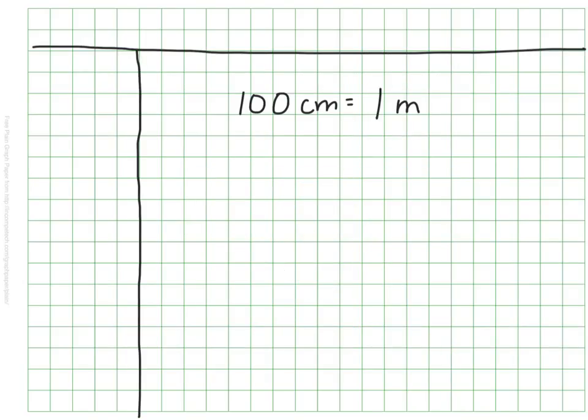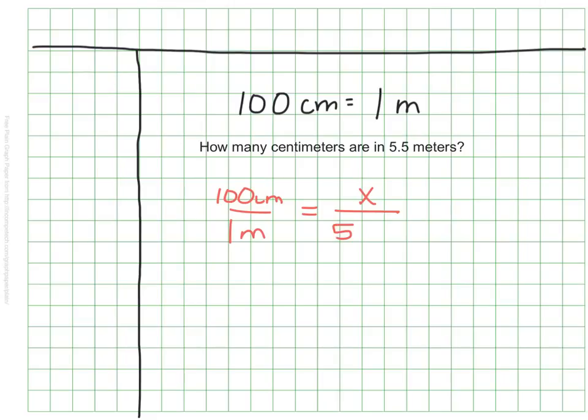Another common conversion is centimeters and meters, and I know that 100 centimeters is the same as 1 meter. Maybe I want to know how many centimeters are in 5.5 meters. Once again, I can set up my proportion, and I can say, oh, there are 100 centimeters in every 1 meter, and I am trying to find out how many centimeters there are in 5.5 meters.